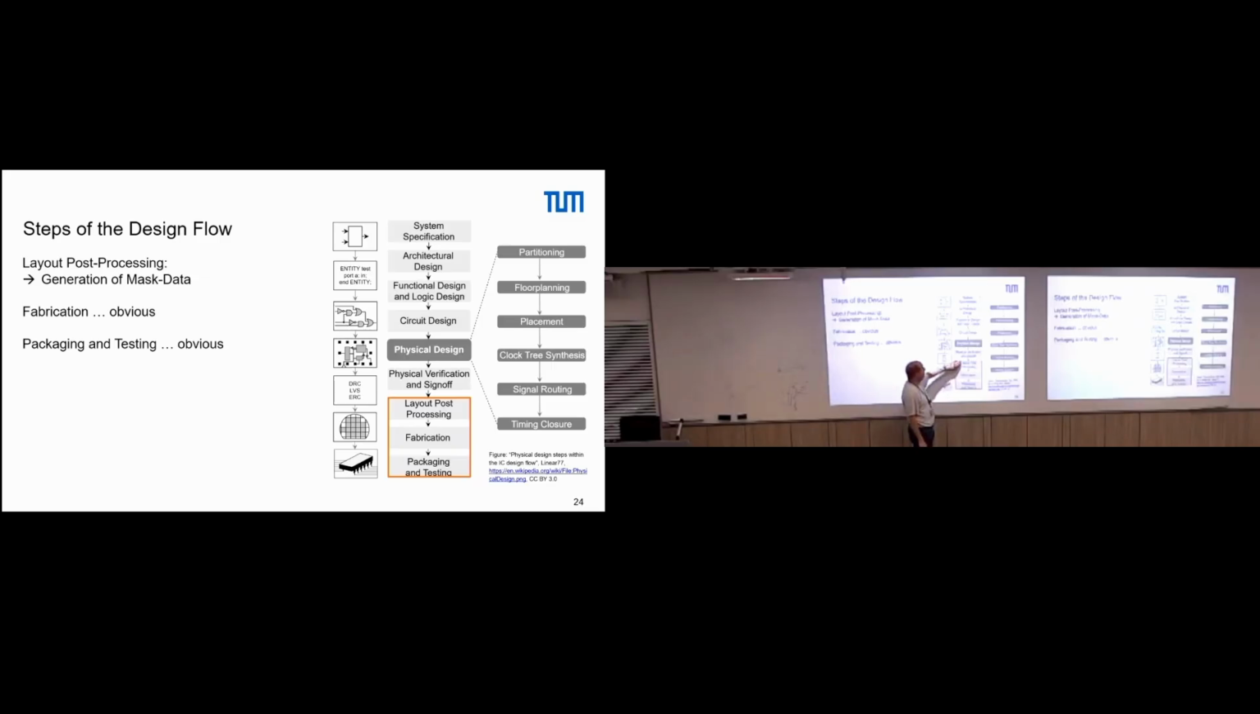So if we do a chip manufacturing, we actually end here with a sign-off. Sign-off is the point: it's DRC clean, it's manufacturable. We have a GDS2 file. We give it to the fab, and then the fab does some post-processing.